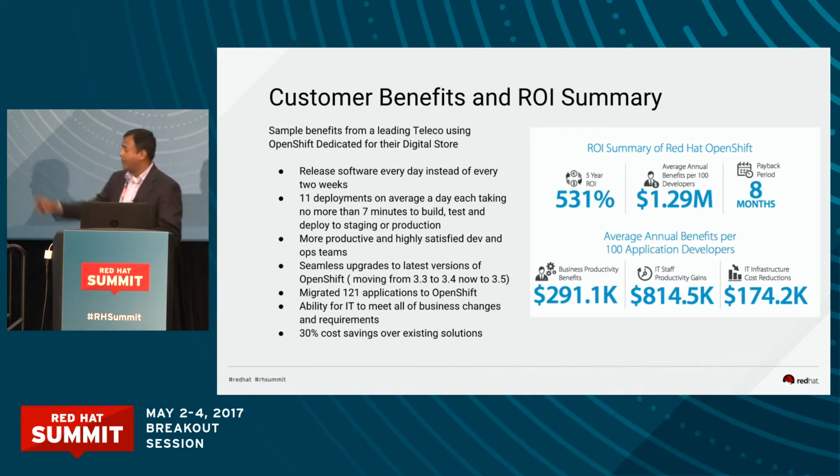And a bunch of other productivity for 100 developers, right? What is the business productivity, the IT productivity gains? So this is something that's available on our website. If you go to OpenShift.com, just search for ROI summary, and you will get this. And you can also look it up on our Twitter feed. We actually have it as a pinned tweet there.